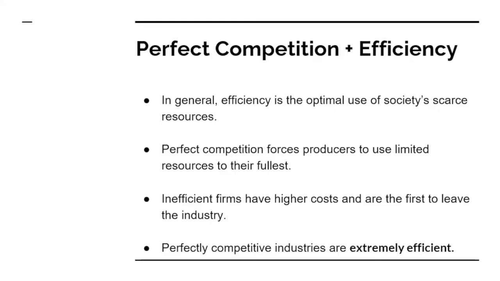And so this is pretty easy, right? Because at the end of the day, in perfect competition, they are extremely efficient. Right? And we're going to say being efficient means you're using your scarce resources in the most optimal way. And so the reason why it's called perfect competition is because the firms that are inefficient are basically forced out of the market. The only firms left in perfect competition are the ones that are using their resources efficiently.